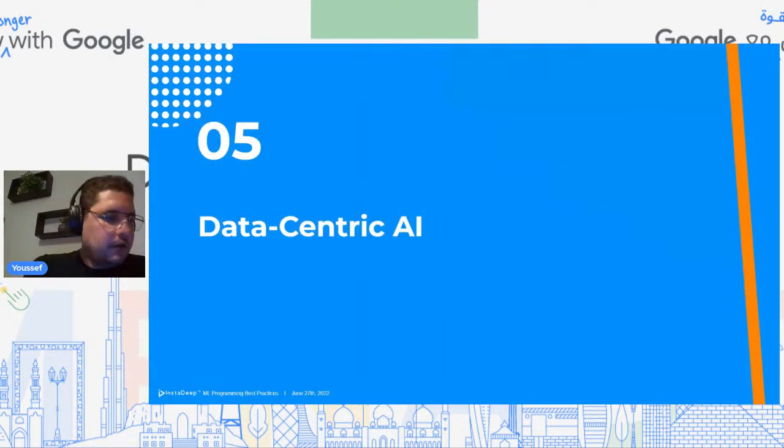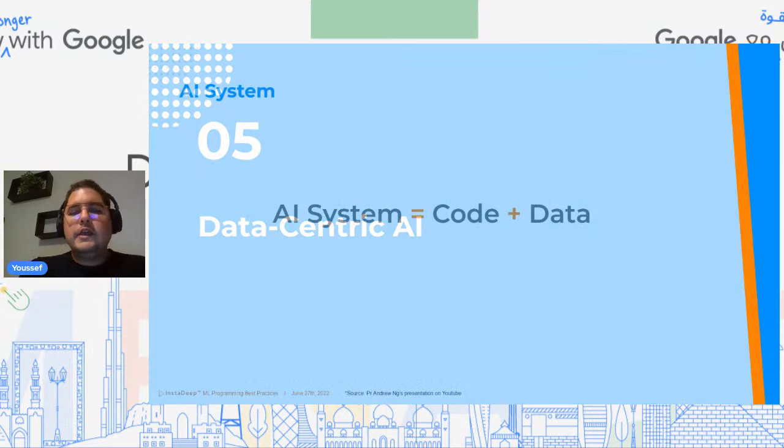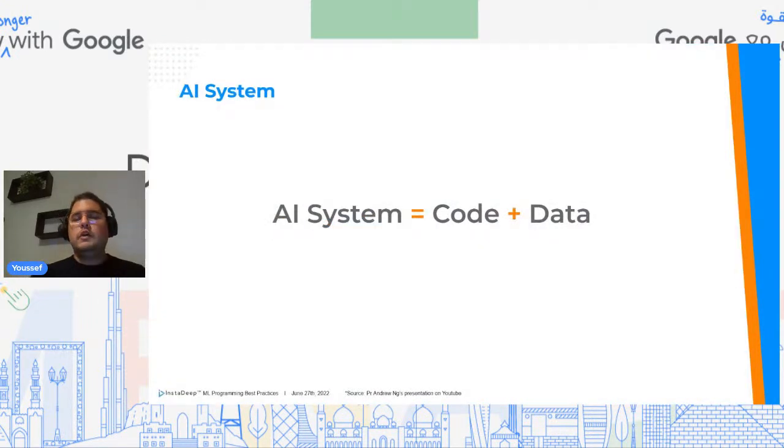Then the last part is data-centric AI. This part is actually quite important, and it's also one of the biggest trends now in computer vision. I took this part from Dr. Andrew Ng's talk on YouTube. I advise that you take a look at the whole talk. It's quite informative. The AI systems that we are building now are composed of two things: the code, which is the model and the algorithm, and the data.